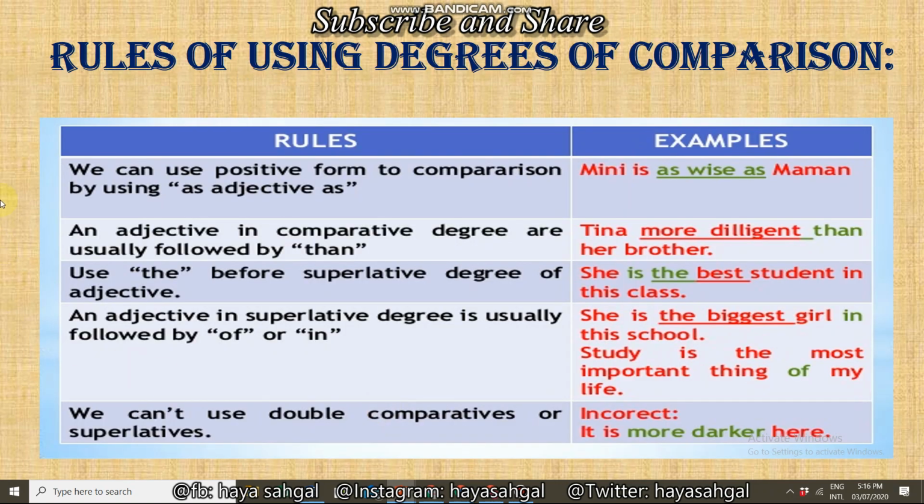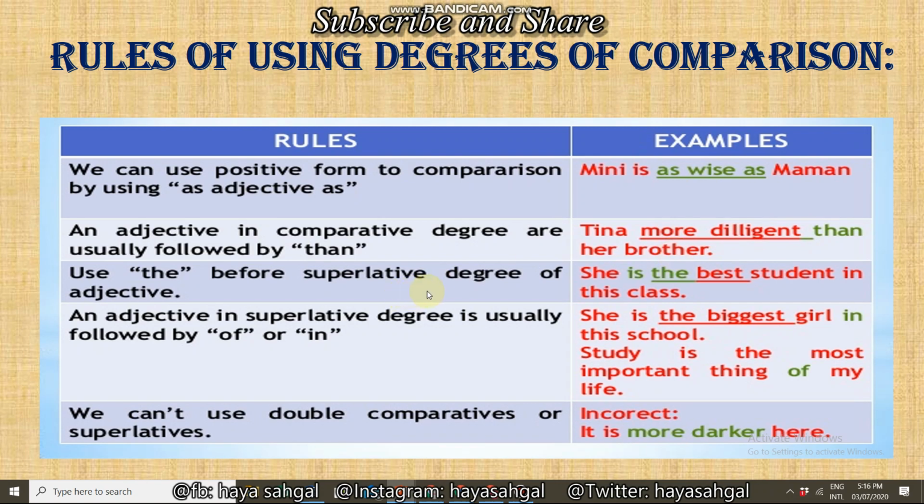So here are some rules to follow to know how to use the degrees of comparison. The first rule is we can use the positive form for comparison by using as, adjective, as, like Minnie is as wise as Neiman. In this way we can also use the first form, the positive form. An adjective in comparative degree is usually followed by than. So here we are using than. We always use than after the comparative degree of an adjective, like after more diligent, we will use than.